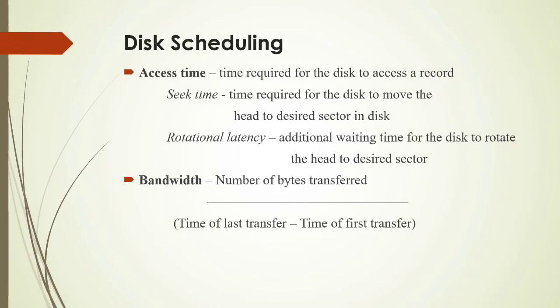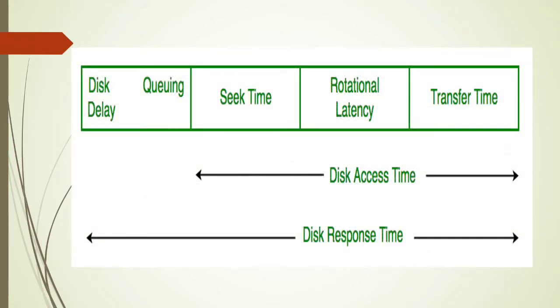We can calculate the bandwidth by dividing the total number of bytes transferred by the time of the last transfer subtracted from the time of the first transfer. That is, the time taken between the last transfer and the first transfer, and the total number of bytes transferred is divided by this time period. Then we can get the bandwidth.